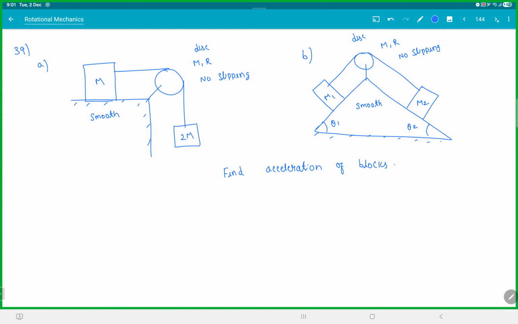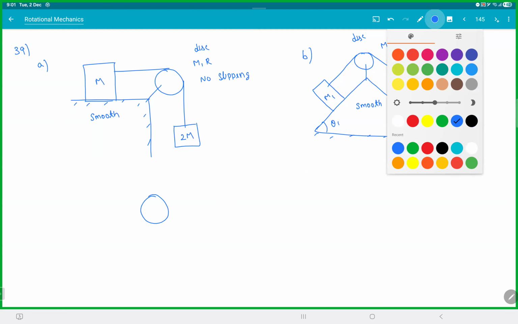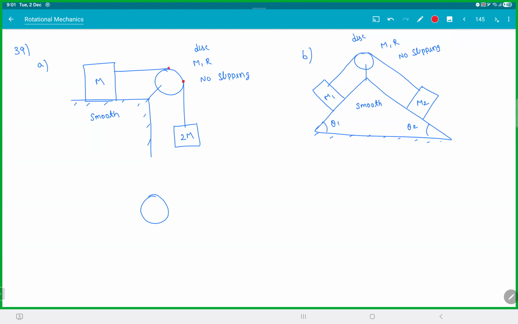Let's see. So what do we do? We replace the blocks. So take the pulley. You have to replace them at this point here. So this will be 2 mg. This will be mg. Remember, it is passing through the center. And this is also mg. So when I take torque about the center, only 2 mg is acting. The remaining two are passing through the center. It is 0.